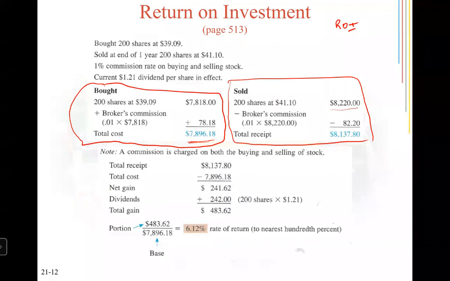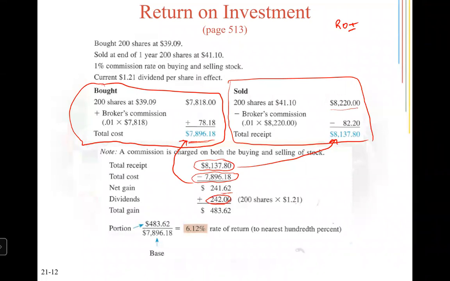So the total receipt would be what you end up getting from it, which would be this $8,137.80, and what you actually paid to buy it, which would be this $7,896.18. So when you subtract, you get $241.62 as your gain. And then the dividends you earned: it was 200 shares and it was $1.21 per share. So that's how they got that 242 that you see right here.